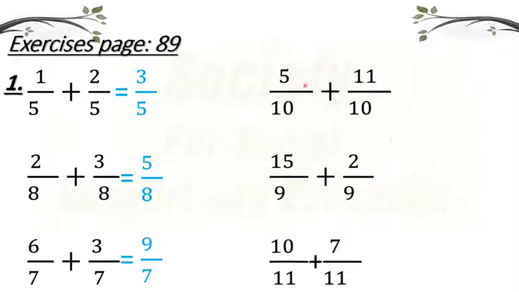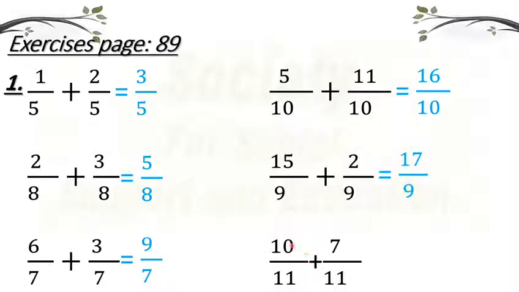Now, 5 over 10 plus 11 over 10. 5 plus 11 equal to 16 and the denominator stays the same, 16 over 10. 15 over 9 plus 2 over 9. 15 plus 2 equal to 17 and keep the denominator the same, 17 over 9.